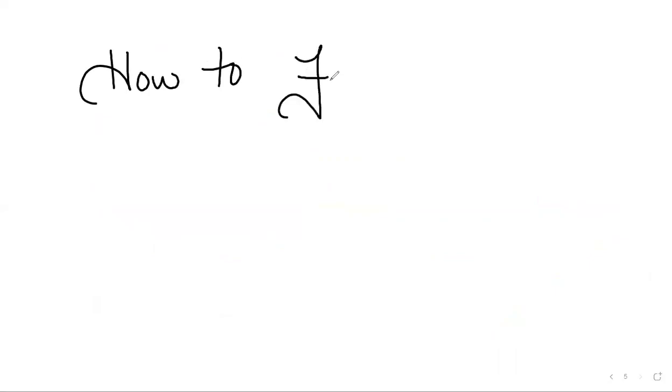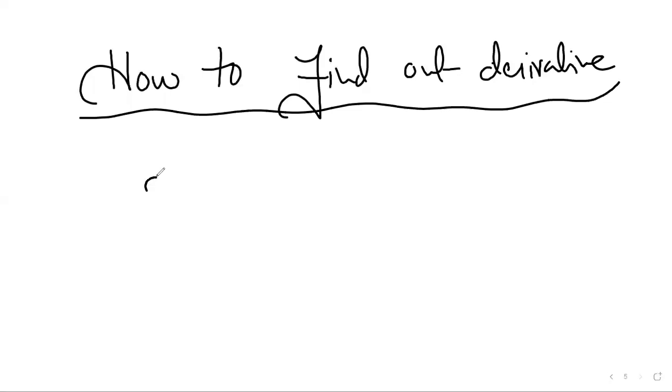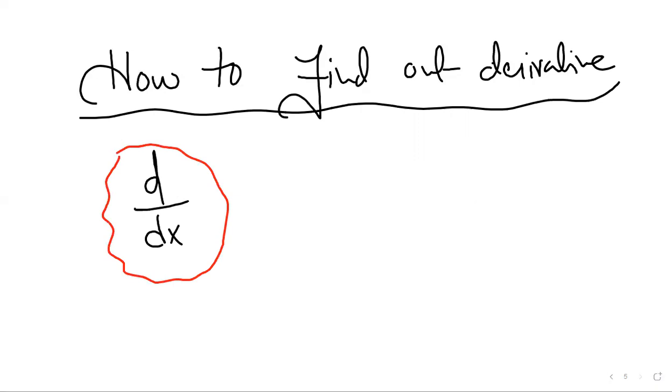Now, how to find the derivative of any function. The basic trick is, for example, d upon dx is used for differentiation. And the function may be f of x, and it can have a power n.